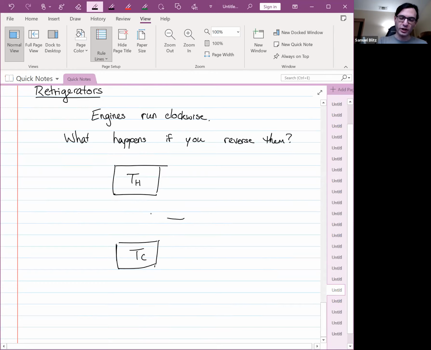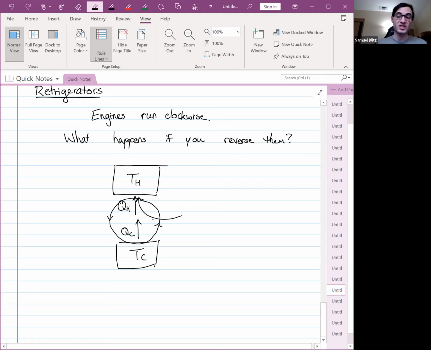So you'd have work coming in, heat flowing into the hot reservoir from the cold reservoir. And then you just have a cycle. It goes like this. You have work flowing in, that forces heat to flow in, and then that pulls heat from the cold reservoir.